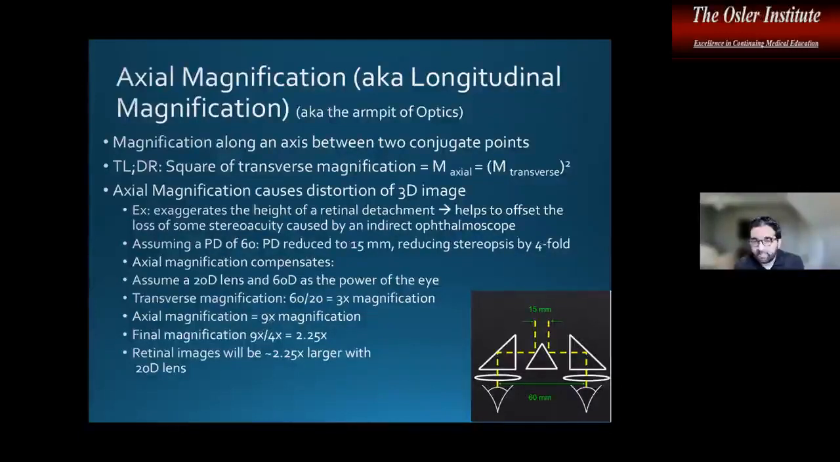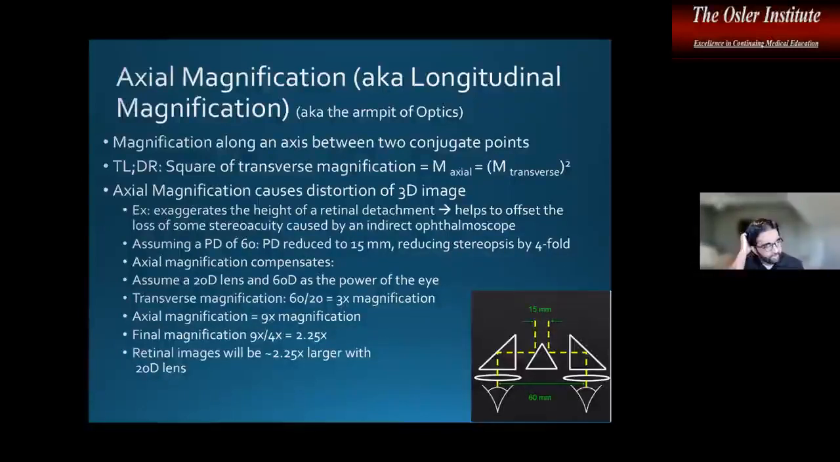Let's say we're using a 20 diopter lens, and we're going to use Goldstrand's eye of 60 diopter power. Again, these are all gross simplifications. So 60 divided by 20 is going to give us a 3x magnification if we do transverse magnification. But axial magnification tells us we actually are going to get 9x magnification. And so the 9x magnification divided by the 4-fold reduction tells us that we are going to get about a 2.25x magnification when we are looking at this patient's retinal detachment.